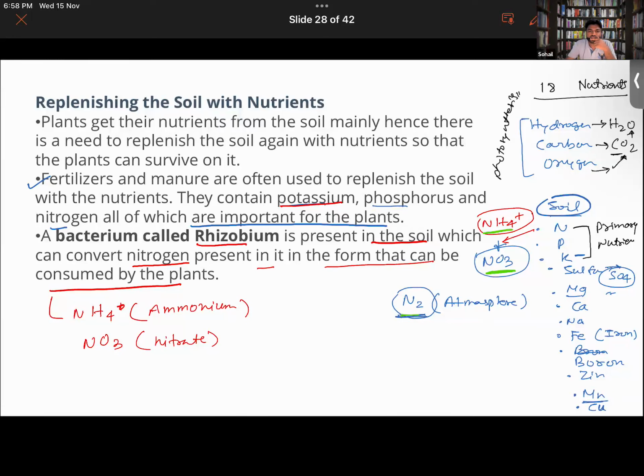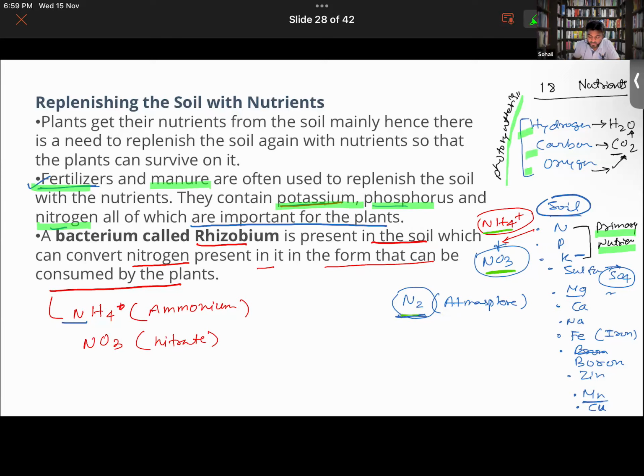Sir, do I also have to write that plants get their nutrients from the soil, like the description? No, not necessarily. Just write the key points. You don't need to write the whole paragraph. Just write that the nutrients in the soil are replenished with the help of fertilizers first, and manure. Then you will mention the primary nutrients: potassium, phosphorus, and nitrogen. After that, you will write about the elements taken up by the plant through photosynthesis. You will list them because they are very important.